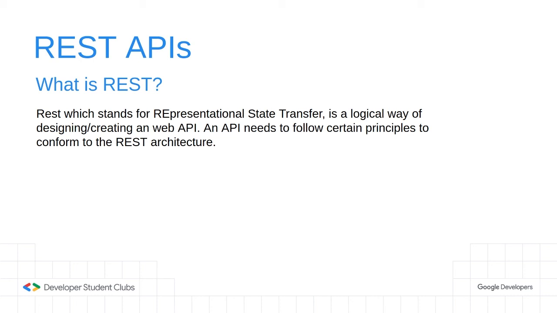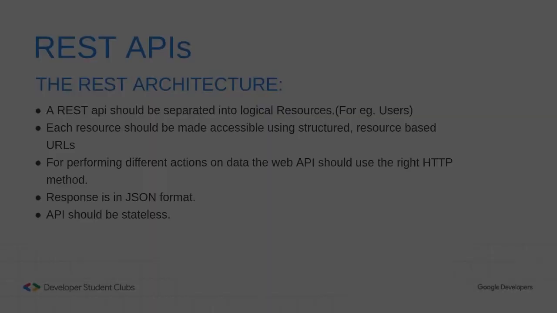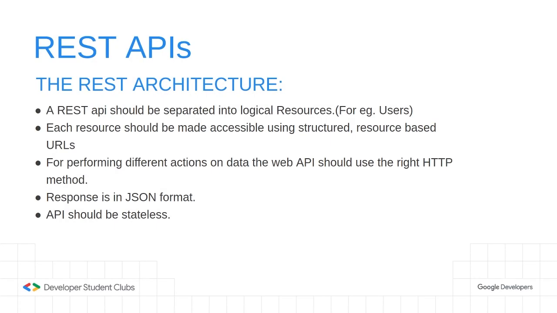REST, which stands for Representational State Transfer, is a way of creating a web API. It's a methodology about how you should structure your API. REST APIs are the most common web APIs. An API needs to fulfill certain conditions to qualify as a REST API. So here are the conditions required for an API to qualify as a REST API.